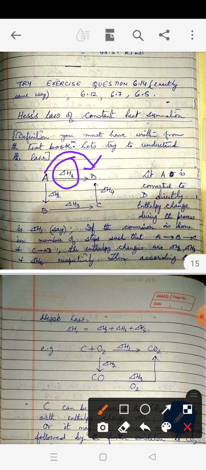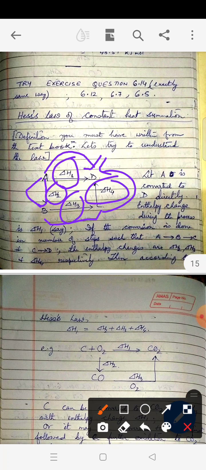Now it may be possible that instead of carrying out the process at one go, we split it into number of steps. Suppose we first convert A to B, then convert B to C, and finally convert C to D. Now during each process of conversion, some heat change will be involved. Suppose A is first converted to B with a heat change of delta H2, that is the enthalpy change. From B to C, enthalpy change is delta H3. Then C to D, enthalpy change is delta H4.